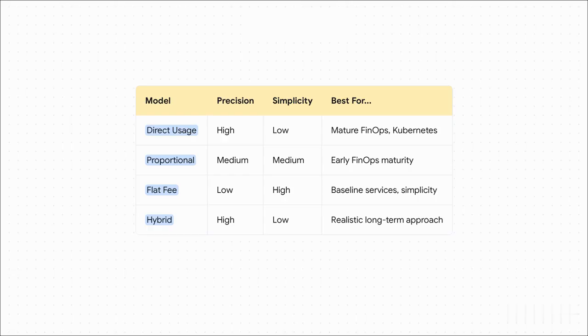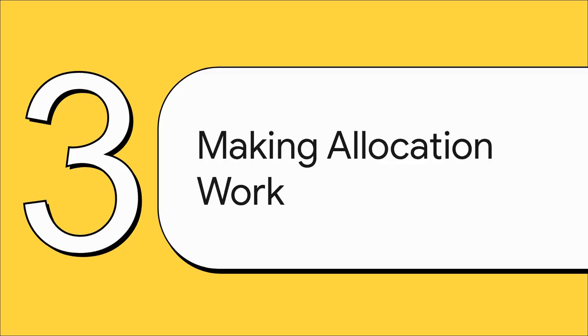And then you have the hybrid model, which honestly is what most people end up with in the real world. It's usually a mix of a flat fee for the basic platform and then usage-based costs for what you actually consume on top of that. Okay, so let's say you've picked a model. Now what? How do you actually make this thing work? This isn't some kind of magic trick. It's all about using the tools and features that your cloud provider already gives you to turn this theory into something real.